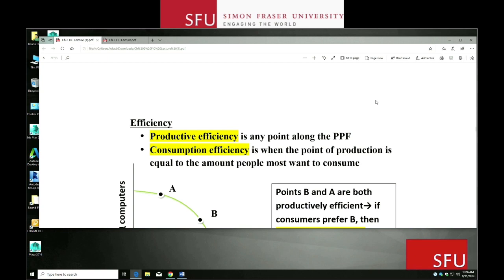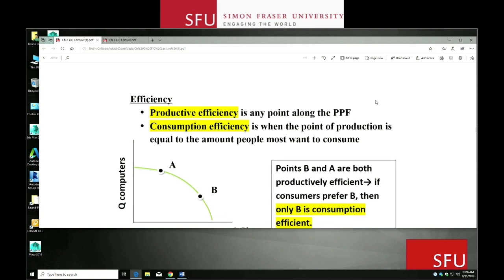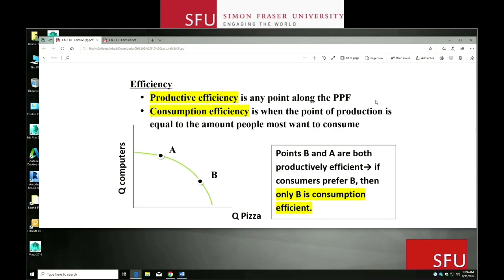To know about what would be efficient for consumption, you would need more information about the people's preferences. So here we're told consumers prefer B. Okay, well then they should produce at point B and not produce at point A. Okay, so only B is consumption efficient.